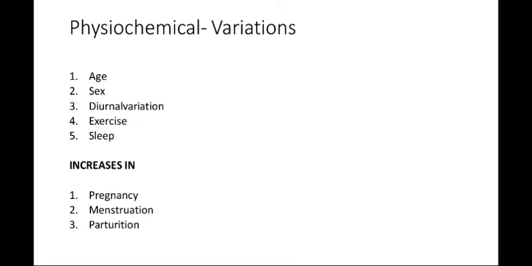Fourth, exercise. It increases during exercise slightly. Sleep. There is decrease in WBC count during sleep. Emotional stress, like anxiety, increases WBC count. In pregnancy, WBC count increases. During menstruation, WBC count increases, and during parturition there is increase in WBC count. These are the physiological variations.